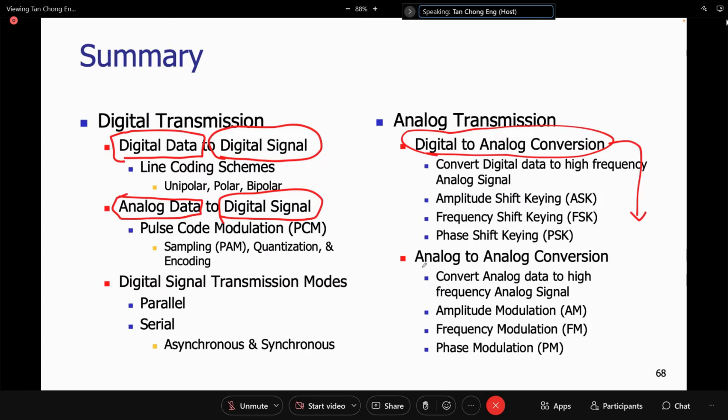And analog to analog conversion is actually not being used in a computer network. Analog to analog conversion is used for things like the conventional telephone network and your FM radio station. So all these are actually using analog to analog conversion. It has nothing to do with your computer network. It has nothing to do with the internet, right? So this is actually the whole picture of it. I hope it is clear.